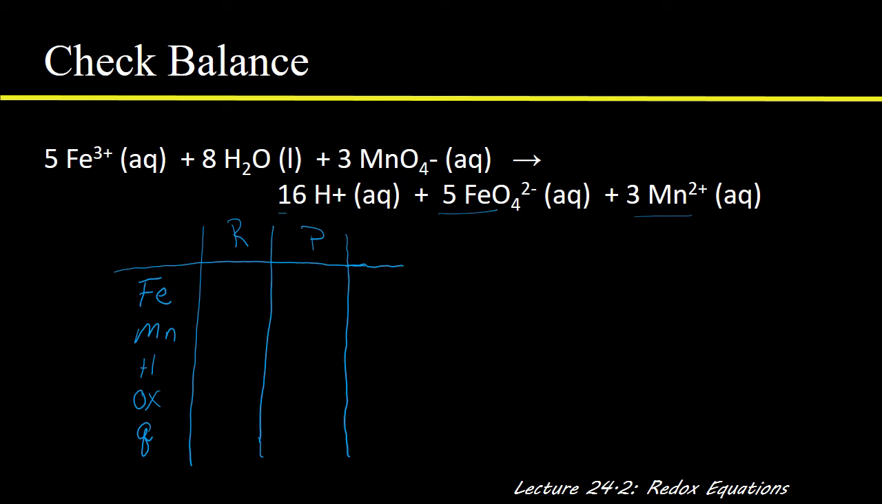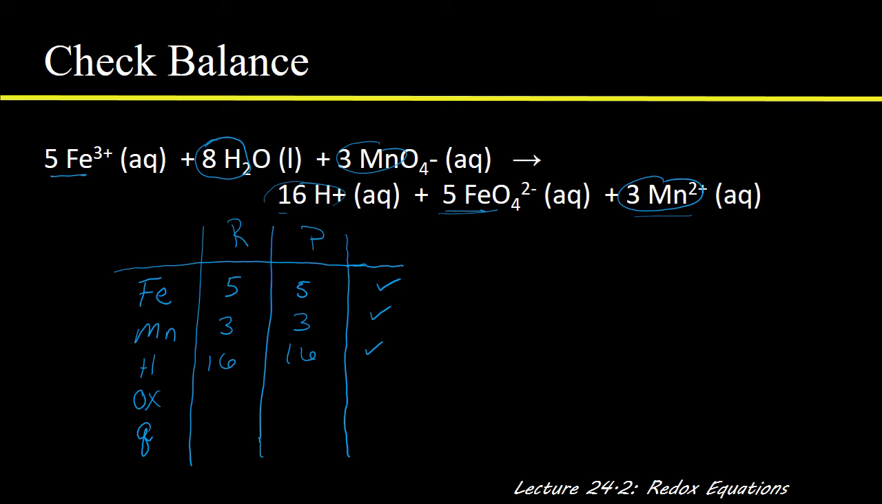All right. So look at iron first. This is pretty easy. We've got 5 irons here and 5 irons here. 5 and 5. Check. Manganese. Got 3 manganese here, 3 manganese here. That looks good. Now hydrogens. This can be kind of tricky. We've got 8 waters. Each one's got 2 hydrogens, so that's 16 hydrogens. And on the product side, 16 hydrogens. Check, check.